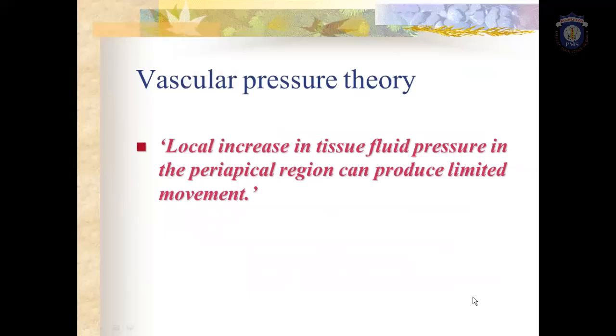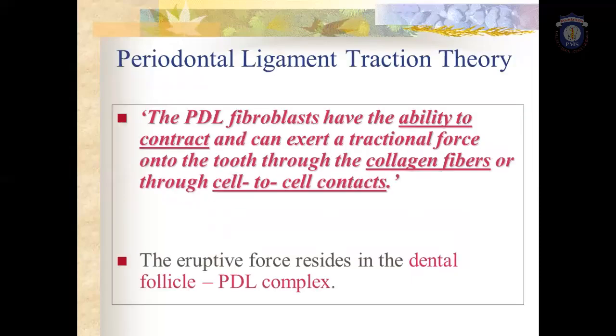The next theory, the vascular pressure theory, is the one which is least cited, and this states that a local increase in tissue fluid pressure in the periapical region can produce some amount of tooth eruption. The periodontal ligament traction theory, which is widely cited, says that periodontal ligament fibroblasts have the ability to contract and can exert a tractional force onto the tooth through the collagen fibers or by the cell-to-cell fibroblast contact.